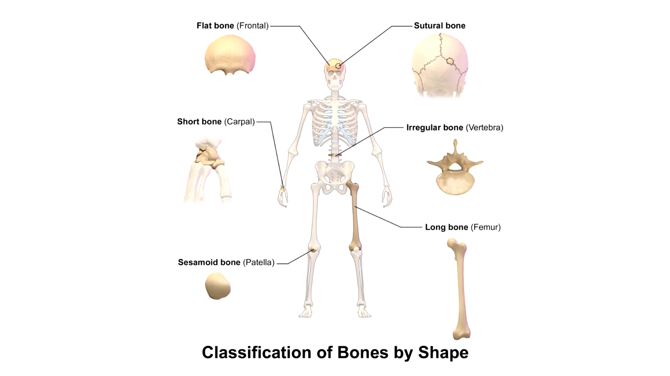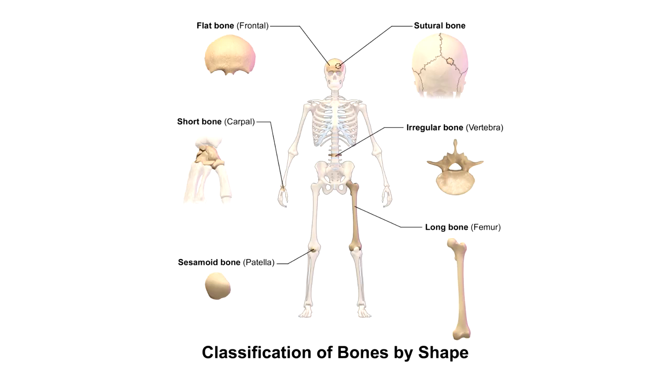Sesamoid bones, they're named like this because they look like sesame seeds. They're small and flat. An example of sesamoid bones include the patella. Sesamoid bones actually develop inside the tendons, so they're usually found near joints, at the knees, the hands, and the feet. And the last type of bone we're going to talk about today are sutural bones.